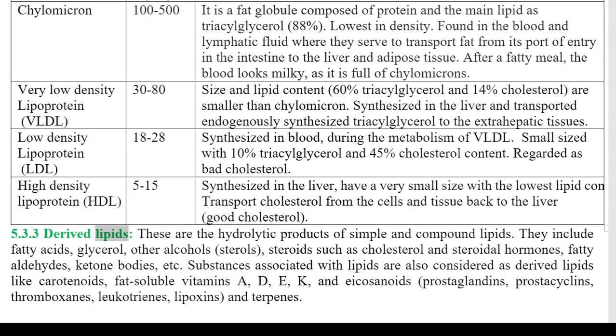5.3.3 Derived lipids. These are the hydrolytic products of simple and compound lipids. They include fatty acids, glycerol, other alcohols, sterols, steroids such as cholesterol and steroidal hormones, fatty aldehydes, ketone bodies, etc. Substances associated with lipids are also considered derived lipids, like carotenoids, fat-soluble vitamins A, D, E, K, and eicosanoids, prostaglandins, prostacyclins, thromboxanes, leukotrienes, lipoxins, and terpenes.